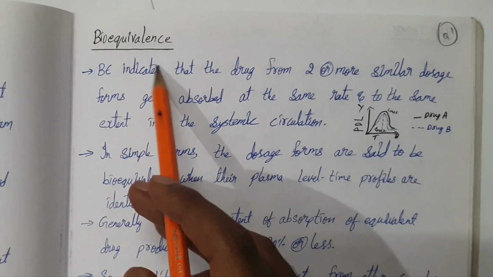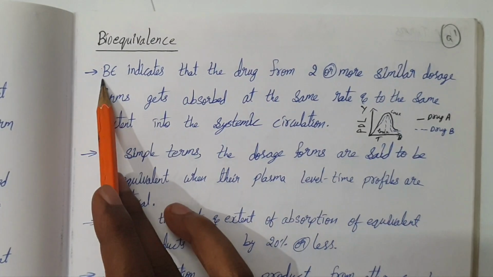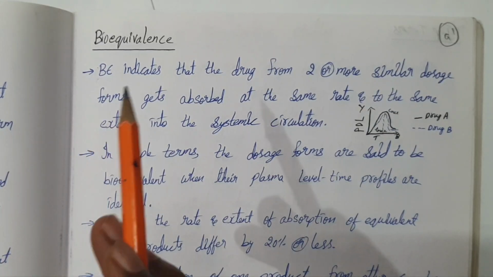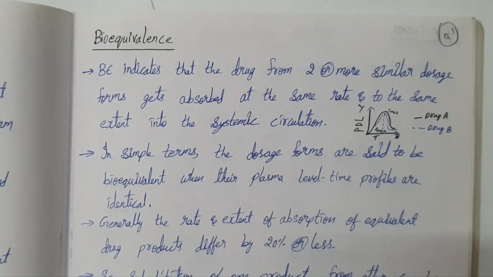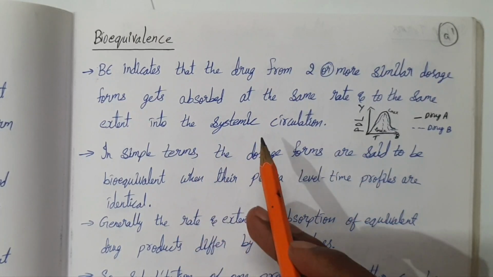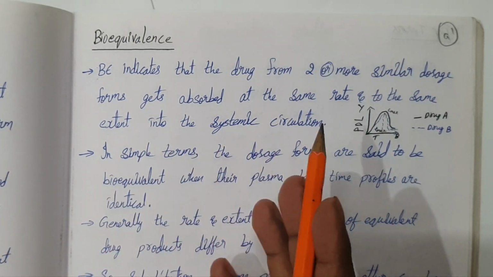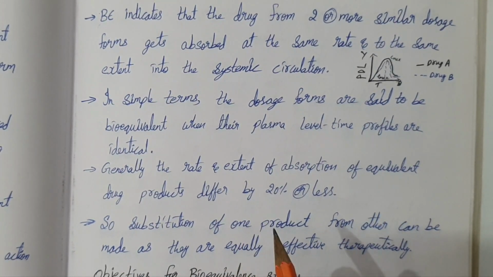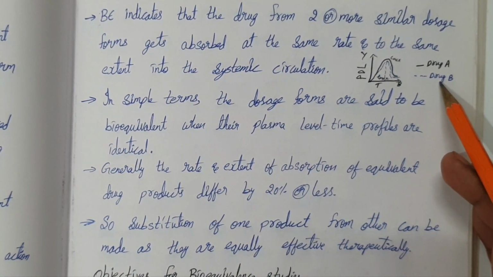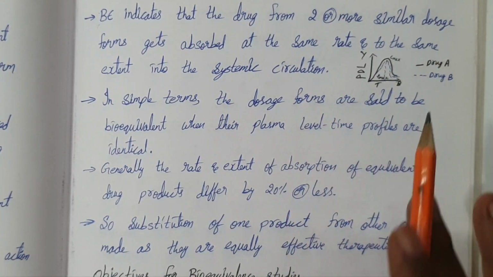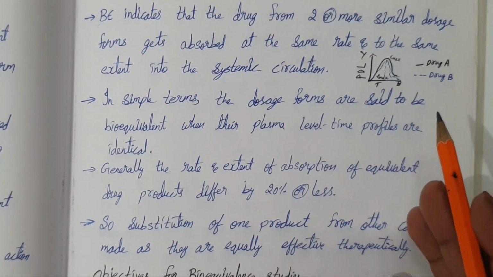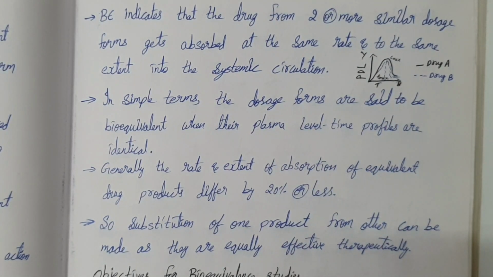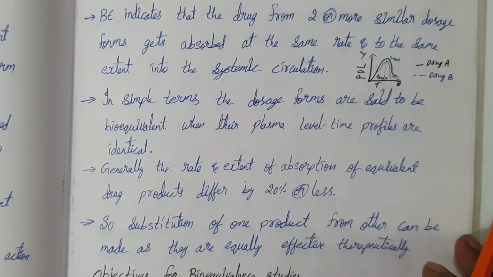Let's talk about bioequivalence. Bioequivalence means that two or more similar drug products have the same rate and extent of absorption when given in the same dose. For example, drug A and drug B are said to be bioequivalent if their plasma concentration versus time profiles are nearly identical. You can see in the graph.